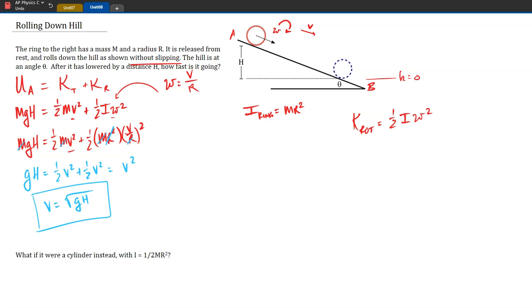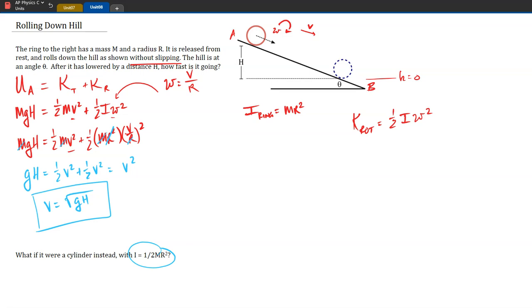Now, the second part here asks us, what if it were a cylinder instead, with a moment of inertia of 1/2 mr squared? So we can use our whole setup. We don't have to resolve the entire problem. It's still starting from rest. It still has translational kinetic energy and rotational kinetic energy at the bottom. The only difference is our moment of inertia is a little different.